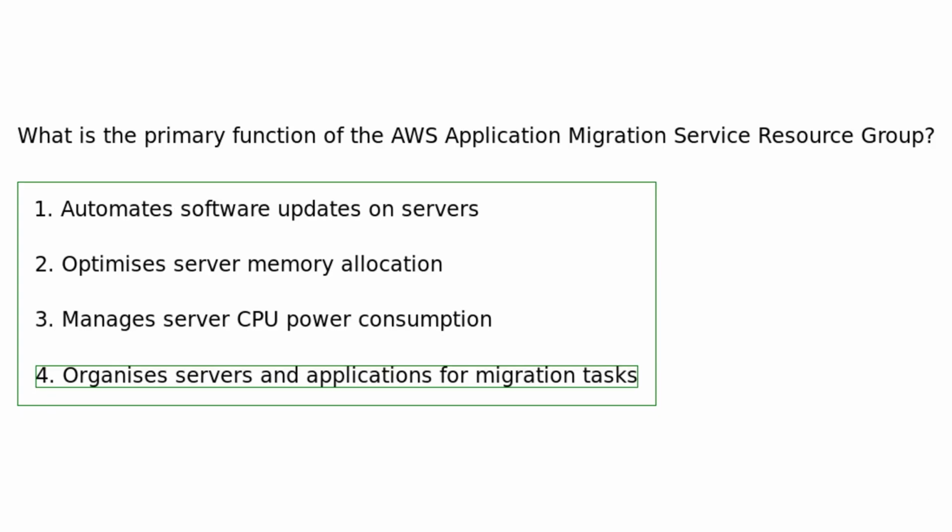The AWS Application Migration Service Resource Group is used to organize servers and applications for migration tasks, enabling efficient management and coordination of resources in the migration process.